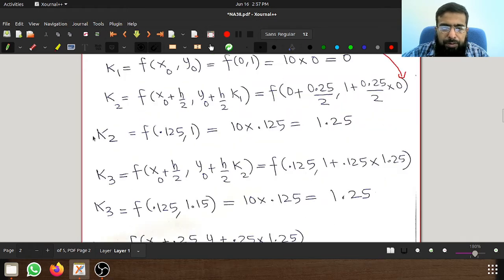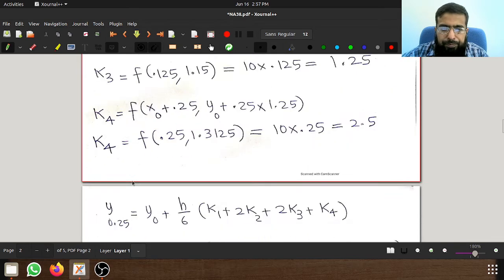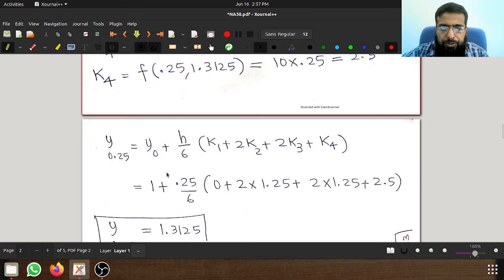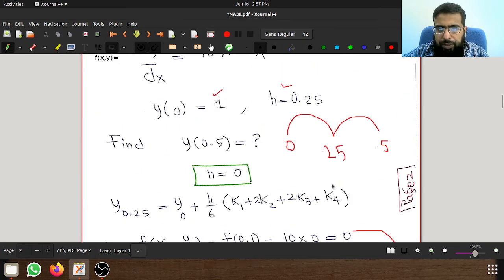And we keep on doing this, and we calculate k2, k3 and k4, and finally y at 0.25 is 1.3125, that is actually this value. y of 0 is 1, y of 0.25 is 1.3125. We have reached here. So we have taken the first jump, and we need to go to this point.